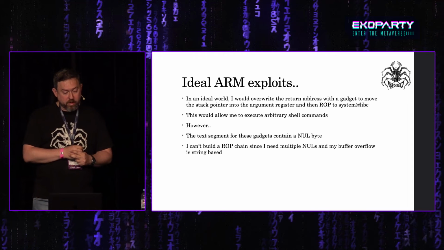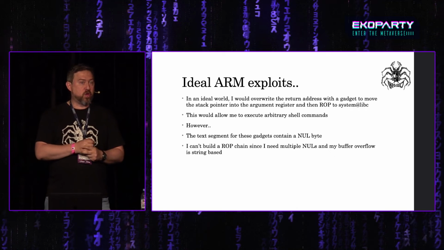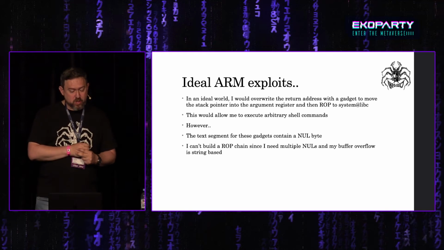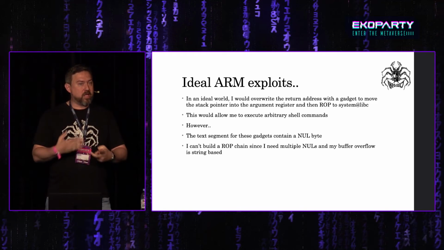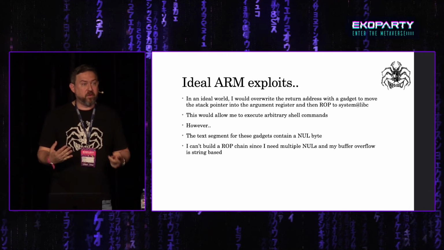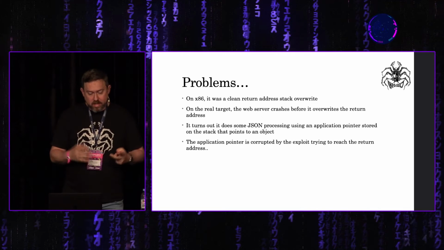Now the text segment for these gadgets contains a null byte. So the code and data of the application, even though it's non-PIE, does contain null bytes. And this is problematic because we can't build a ROP chain, since we need multiple null bytes in our addresses for this buffer overflow, and it's a string-based buffer overflow attack. So this is problematic. And there are even more problems.